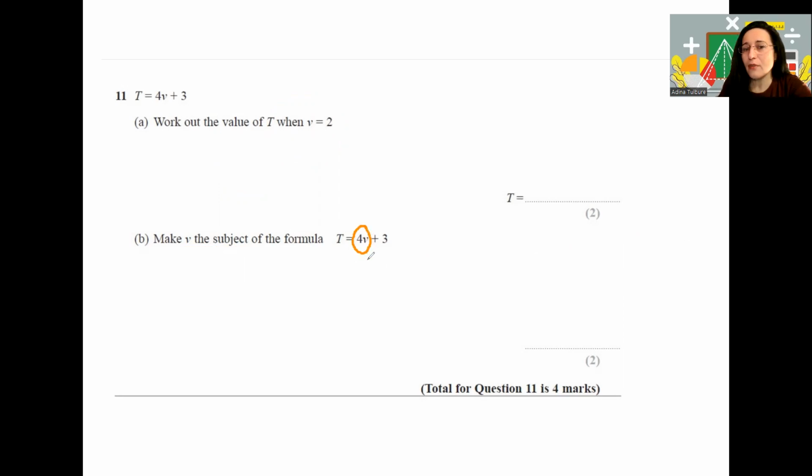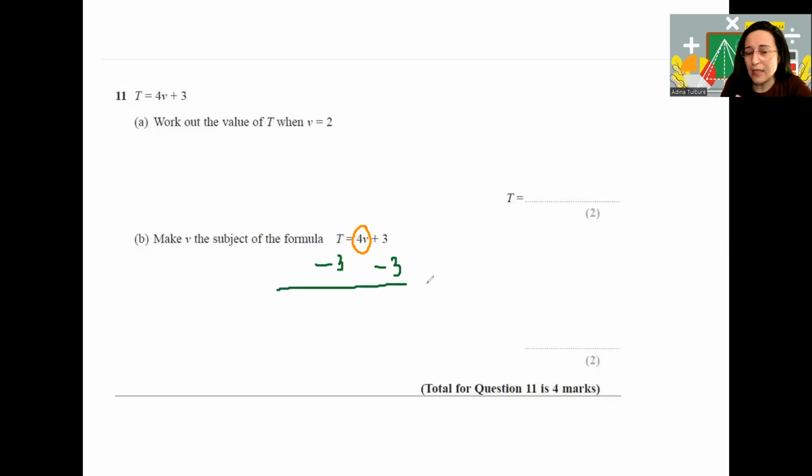T equals 4V plus 3. I'm going to use the balancing method. Why? Because we use it a lot in class and you're quite used to it. So I've got a positive 3 here. If I want to get rid of it, I'm going to take it away. But if I take it away here, I have to take it away on the other side. So minus 3.